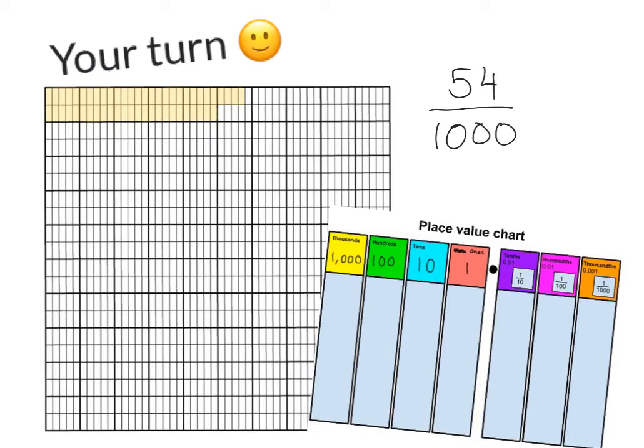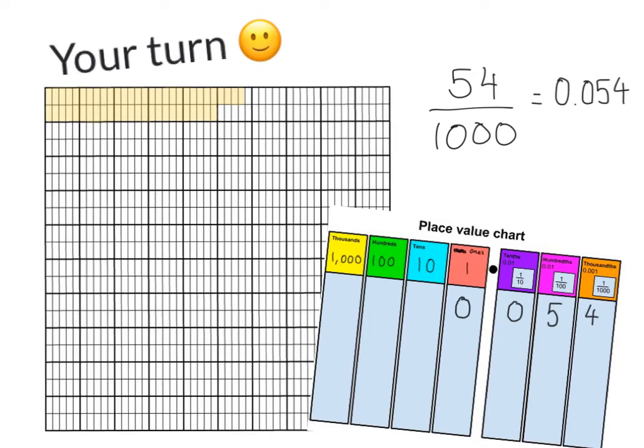This as a decimal, well, let's have a look. So we've got 500ths, 4 thousandths. We haven't got any tenths because we haven't got a whole row or column shaded in. And placeholder 0, make sure you put it in. So 54 thousandths as a decimal is going to be 0.054.